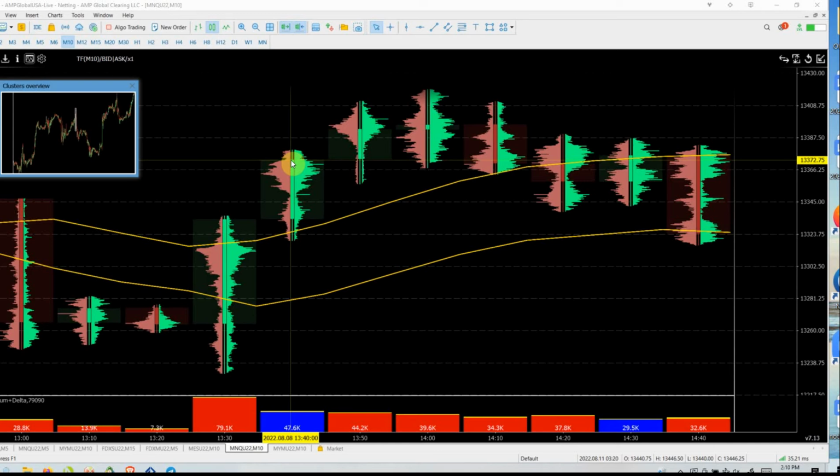And then you can see the next candle closed. It did close higher, but you can see the volume delta is red, so that's a warning sign to me. Same thing on the next one. We closed just slightly higher, but again, the volume is negative.